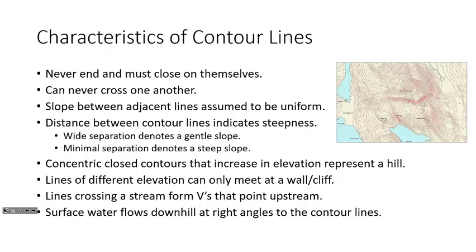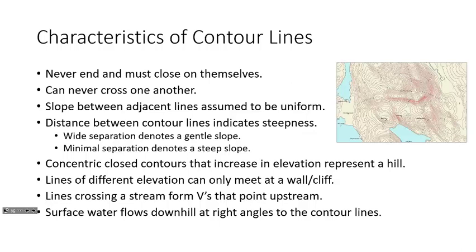They never cross one another. Whenever we're reading a topographic map, we assume that the slope between adjacent lines is uniform. So between this line and this line, we assume a uniform slope. As we were talking about earlier, the distance between contour lines indicates how steep a slope is. So if you've got contour lines that are really close together, that's a steep slope. If you've got contour lines that are far apart, that's more of a gentle slope.